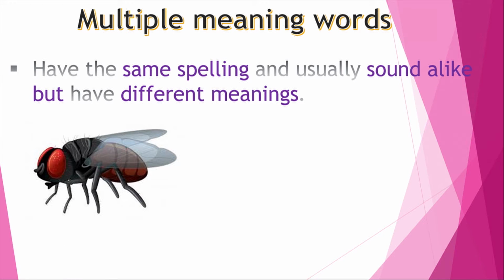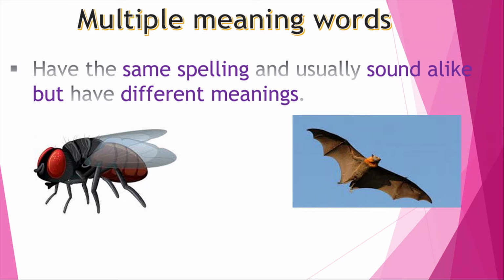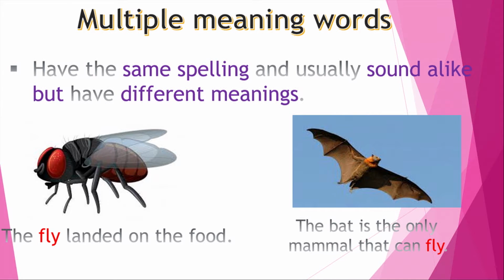So we have a little picture flying up here and we have one going there. And the sentences that can come with those two: the fly landed on the food. Same FLY, and you would know that they are talking about this particular insect here. On the other hand, the bat is the only mammal that can fly. Same spelling, same FLY, but the meaning there is different. What they are talking about there is moving through the air, in this case with wings. So, same spelling, different meaning, multiple meaning word.